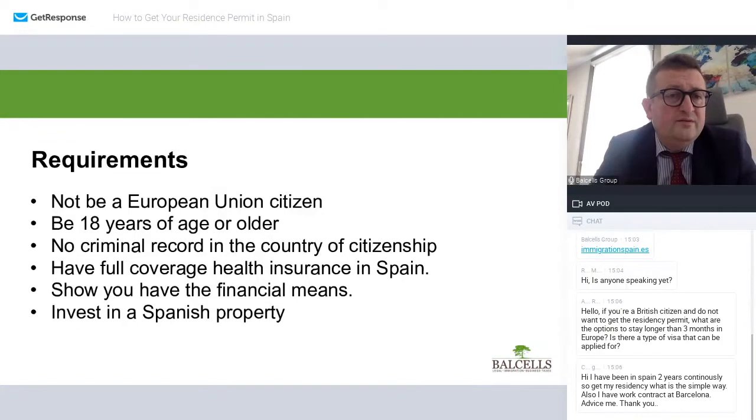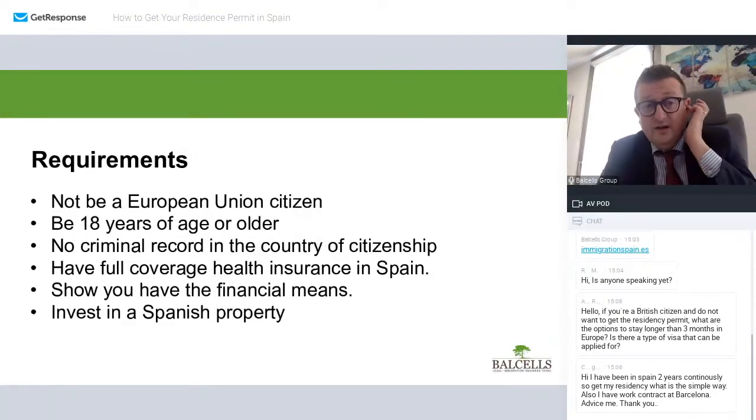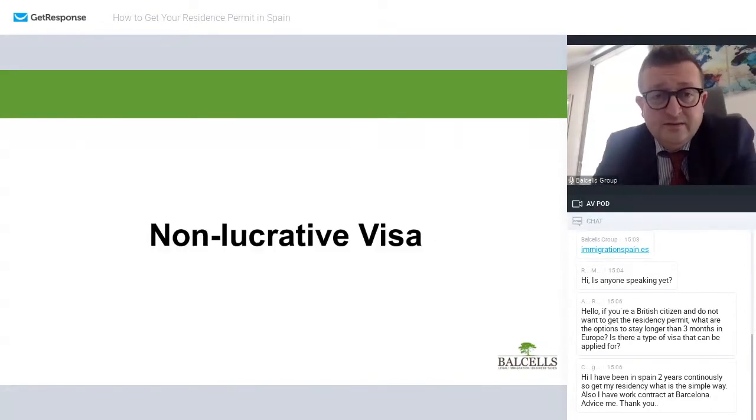Some general requirements is not to be European, of course, to be older than 18, not to have any criminal records in your country, to have a health insurance, and to show that you invested in a property in Spain without a mortgage. Another option for immigration to Spain would be the non-lucrative residency permit.